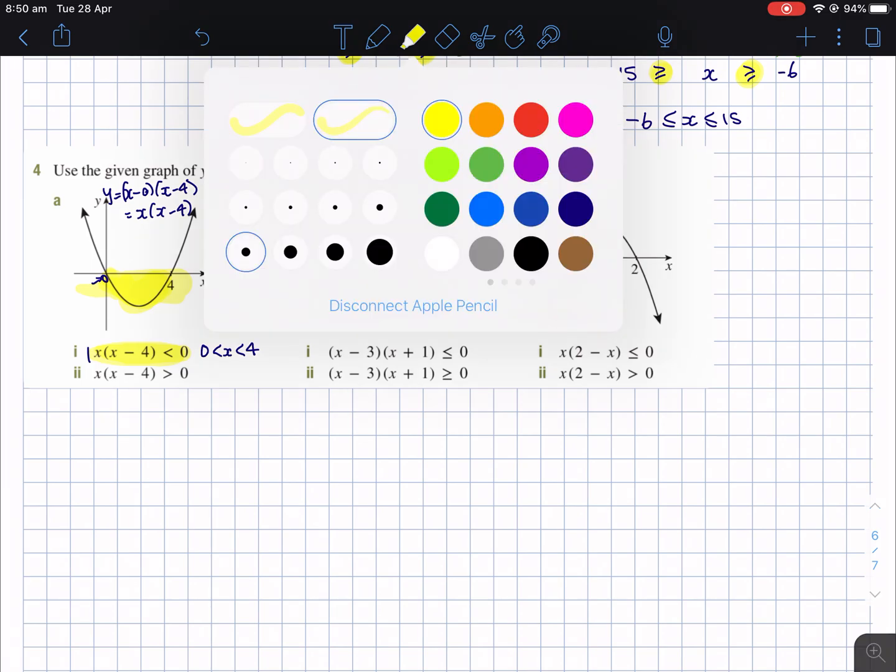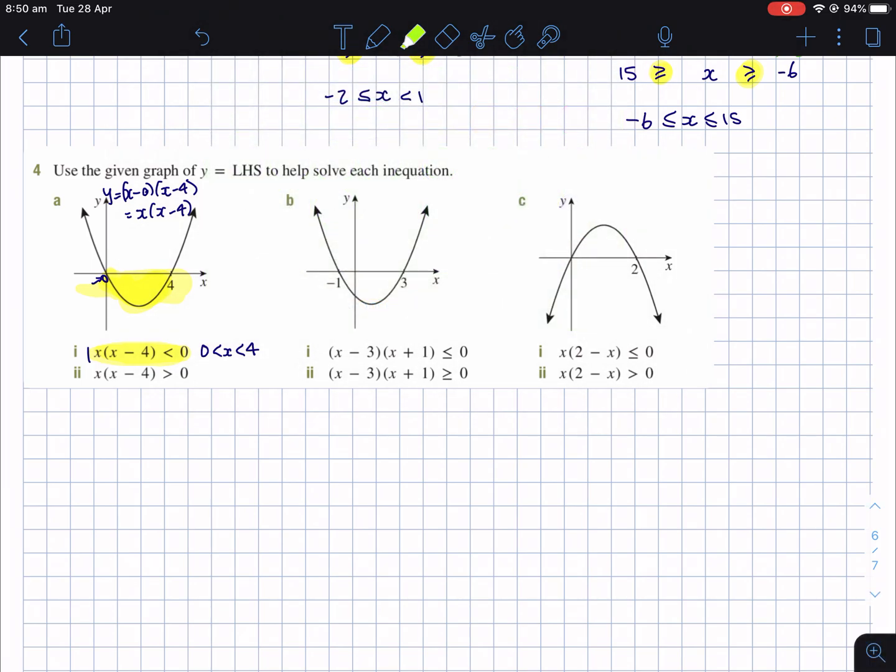But if you want to know when it's greater than 0, well, it's greater than 0 here and here. So that's every time x is less than 0 and when x is greater than 4. So if you put in like -3 or something, -3 times -3 take 4, it's a negative times a negative, so it's positive. So it's greater than 0, yeah? And if you put in like 5 times 5 take 4, positive times a positive, it's positive, so it's greater than 0.